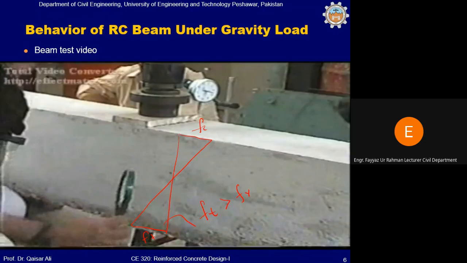Clear? However, since there is reinforcement, it is a reinforced concrete beam, there is reinforcement in the tensile region of the beam. So what happens? Soon after the appearance of the first crack, the reinforcement will get activated. It will arrest the crack, and with the increasing load, the number of cracks will increase in the middle portion of the beam. Clear?